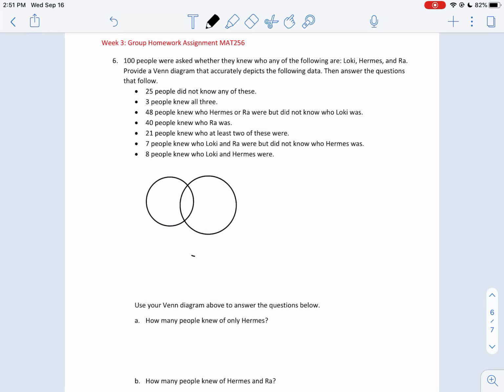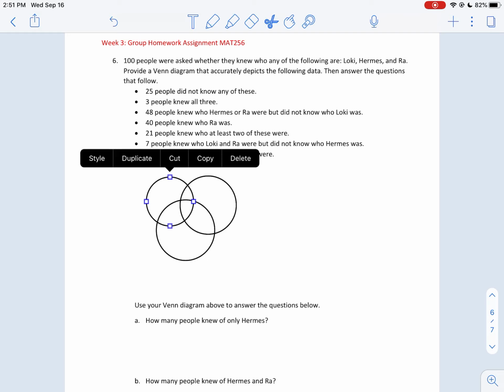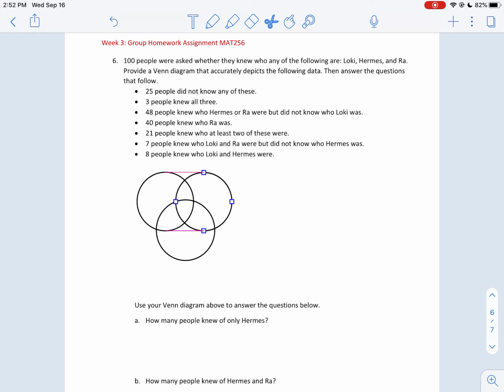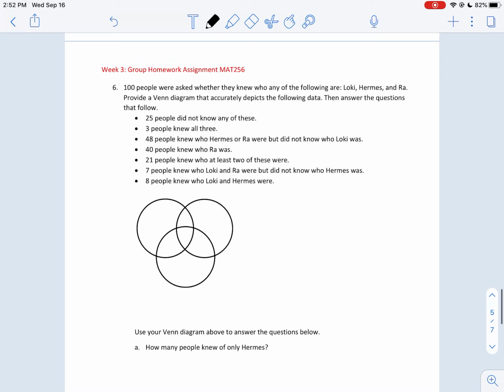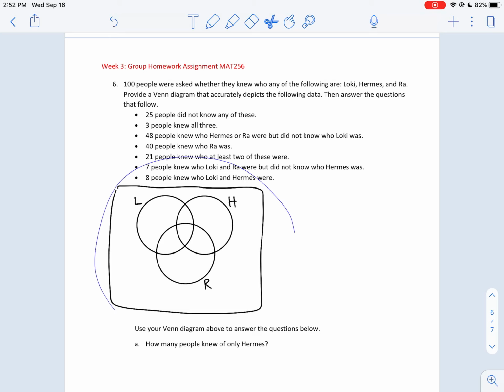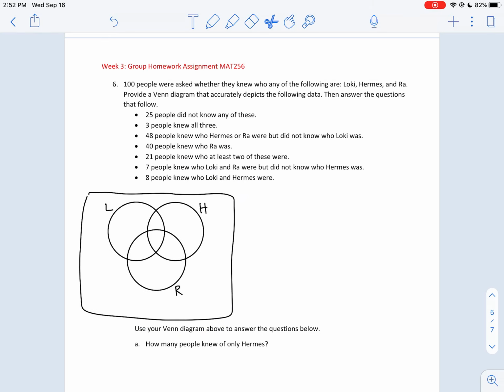I'm going to make nicer circles this time. Okay, and let's make that one a little bit bigger and get them to overlap a little bit better. Okay, here we go. There's our 3 circles. I'm just going to use first letters for each of these. So this will be the Loki circle, this will be the Hermes circle, and this will be the Ra circle. And this is in the context of some sort of universe. Okay, I learned from the last one. Give myself plenty of space here to do some work over here.